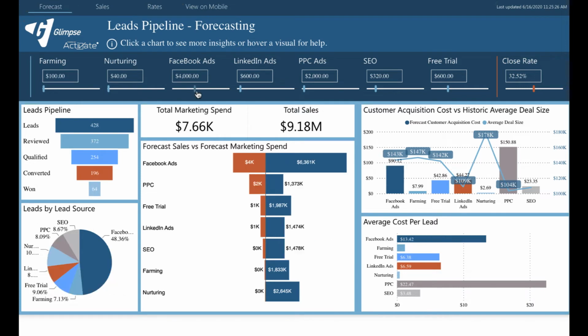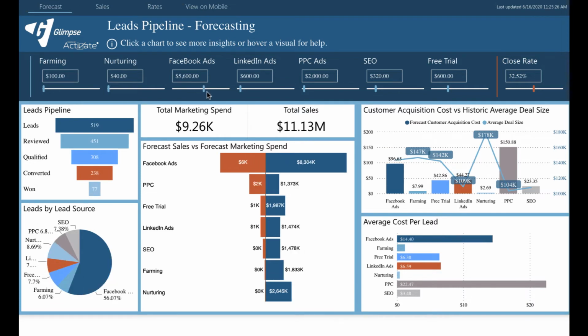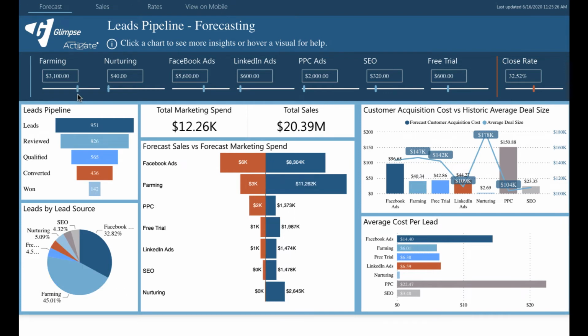Here we're looking at Facebook advertising. We're seeing the $5,600 spend this month is going to bring us back 8.3K in sales. So that's not really good. But when we look at sales farming activity by our inside sales group, when we increase our level of spend there to $3,100, we're bringing back 11.6K in return, based on historical numbers. So that says that's a good area to spend on.